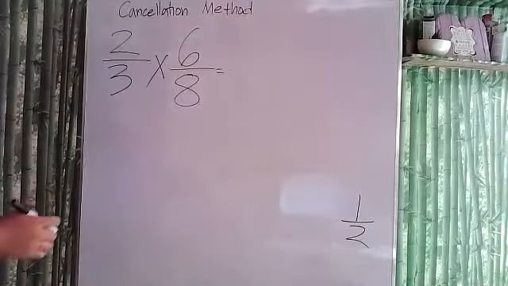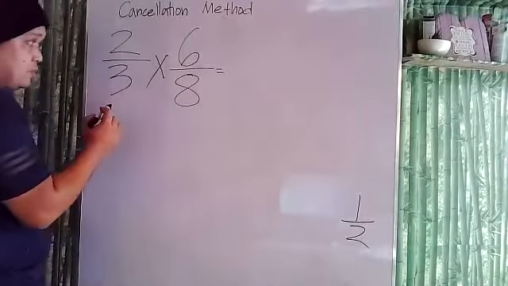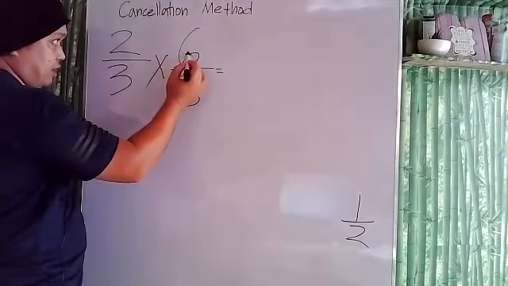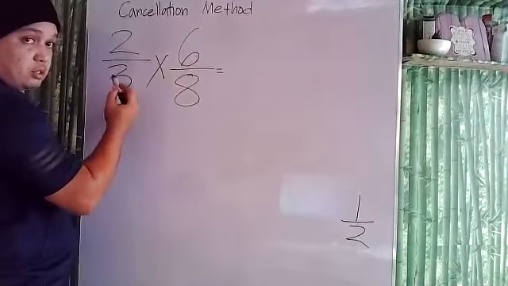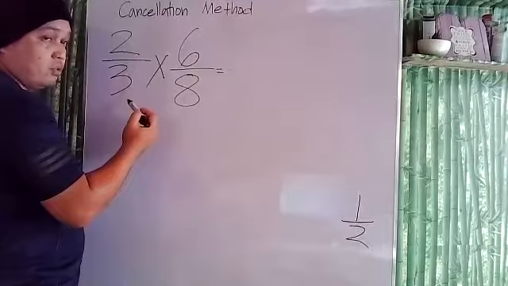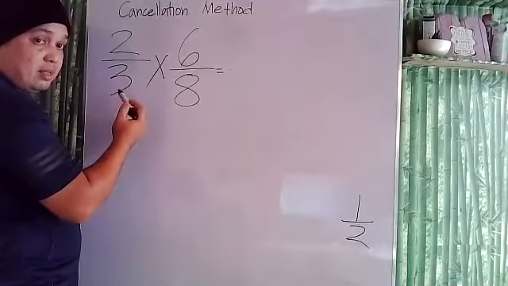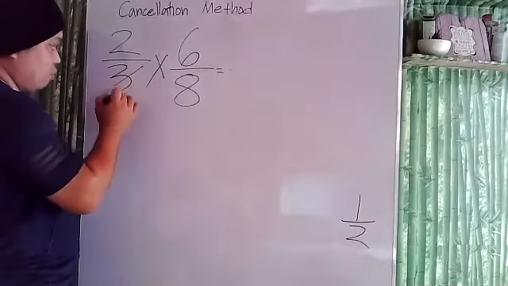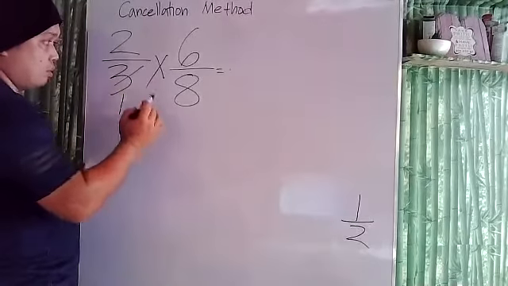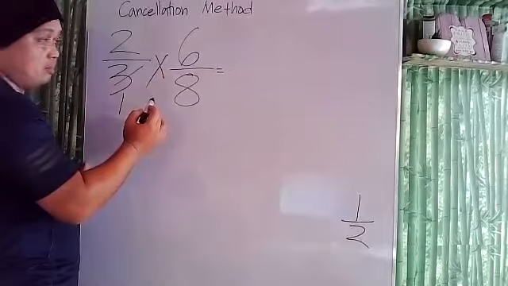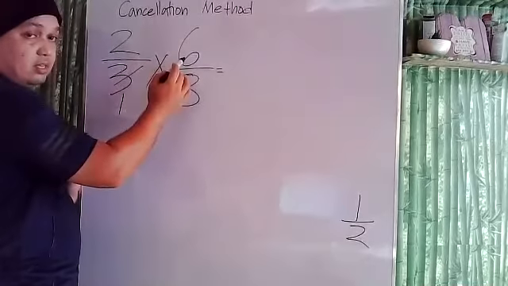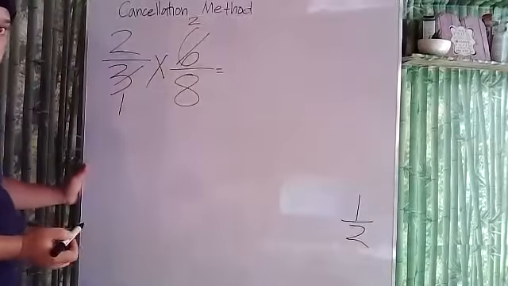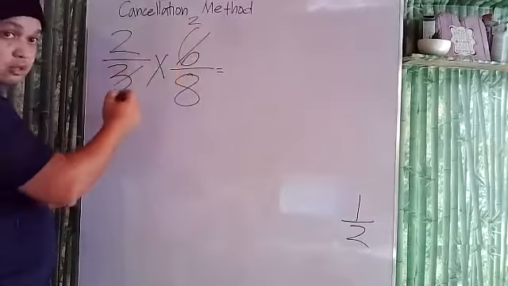Now let's start with the denominator here. 3 and 6 here are both divisible by 3. You can divide them by 3. If we divide them, 3 divided by 3 will become 1. While 6 divided by 3 is 2. So it's no longer 6 but 2, because we cancelled them during the process.